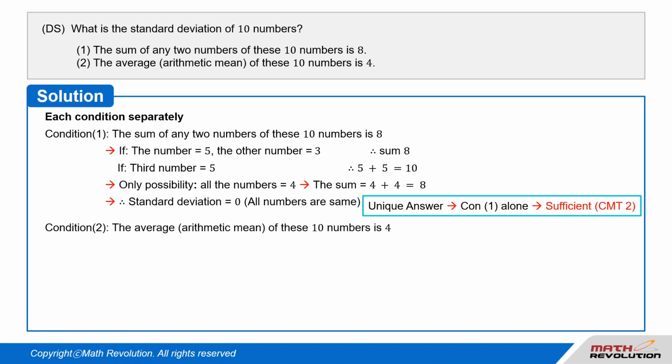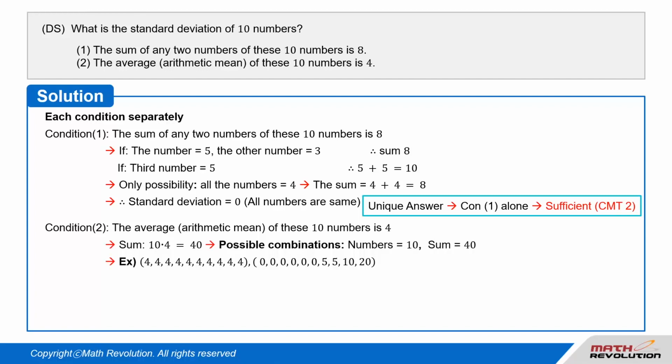Condition 2 tells us that the average or arithmetic mean of these 10 numbers is 4. This just tells us that their sum is 10 times 4, which equals 40. But there can be various combinations of 10 numbers with a sum of 40. For example, 4, 4, 4, 4, 4, 4, 4, 4, 4, 4, or 0, 0, 0, 0, 0, 0, 5, 5, 10, 20. In each case, the standard deviation will be different.